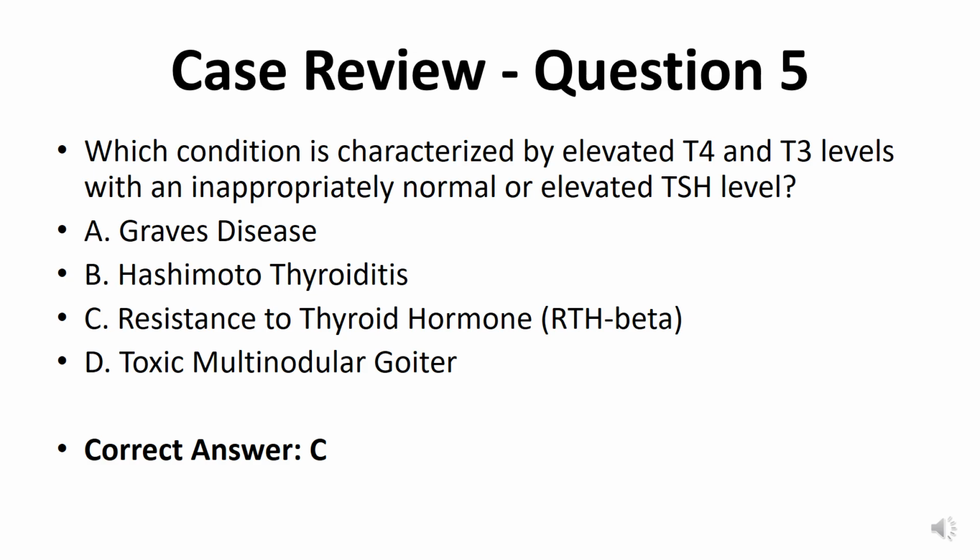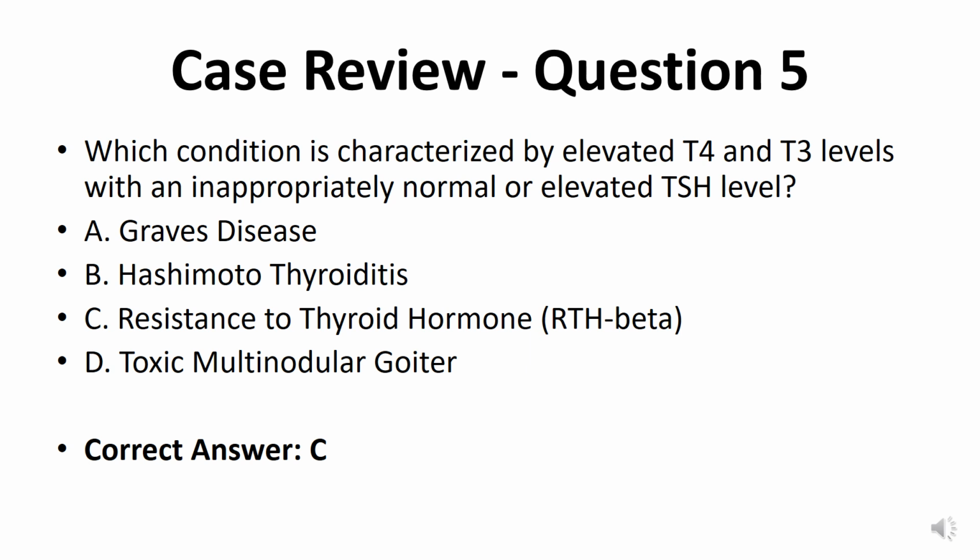Option D, toxic multinodular goiter, also causes true hyperthyroidism through autonomous hormone production by thyroid nodules. Like Graves' disease, TSH becomes suppressed because the pituitary still responds normally to excess thyroid hormone.